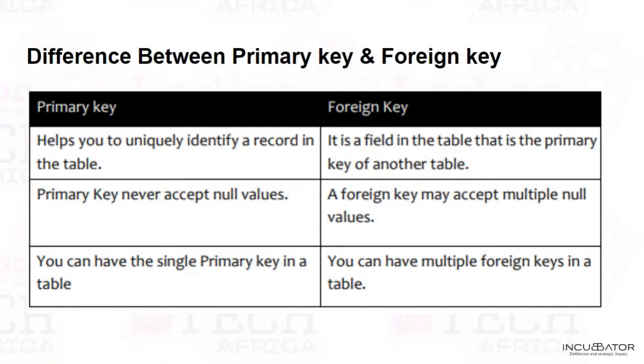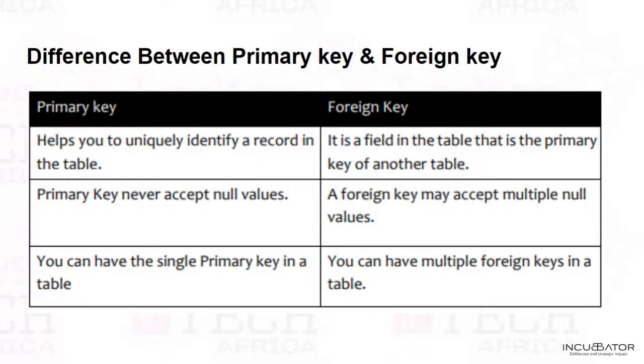Now, a primary key never accepts null values. That shows that it cannot be empty. A foreign key may accept multiple null values. You can decide that a teacher does not have any subject. You might employ a teacher today and wait for a month to assign a subject, see how things go, and then explain to the teacher what they are going to be taking. So you can see that a foreign key can be null, it can be empty.